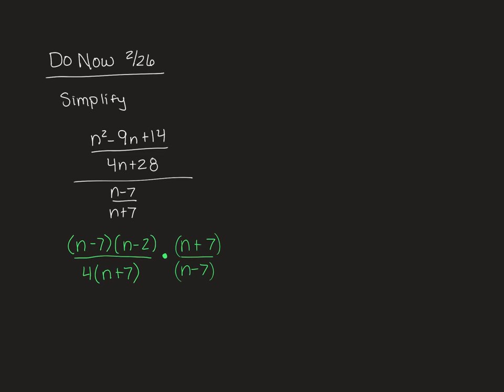Okay, so now it's a multiplication. Now we can see what cancels. So n plus 7 and n minus 7. So our final answer is n minus 2 over 4. Okay, and that cannot be simplified anymore.